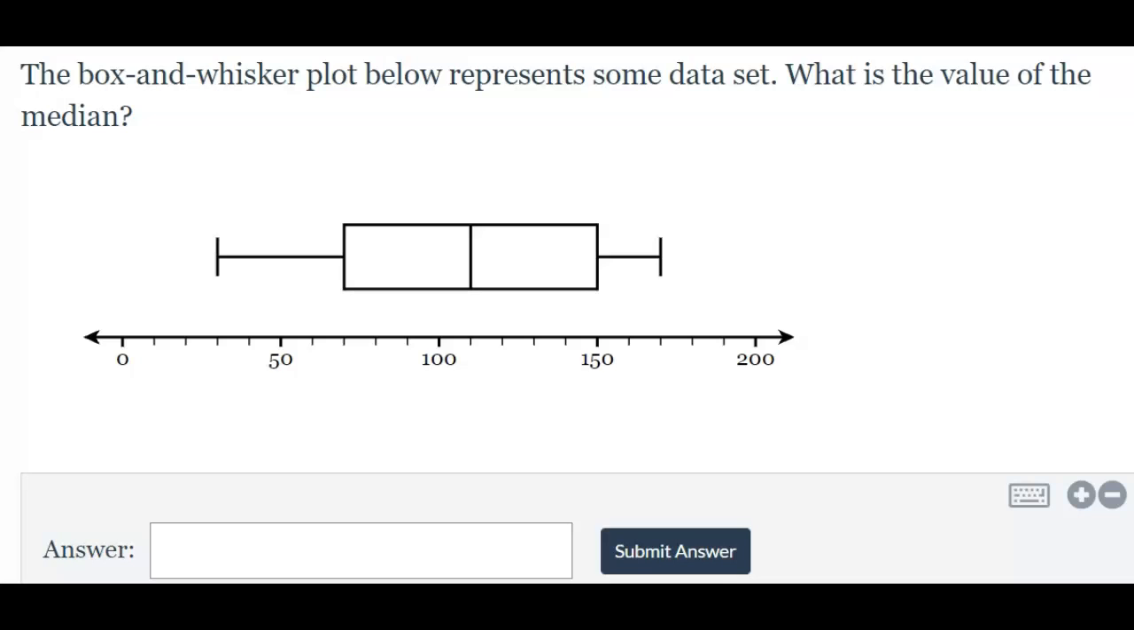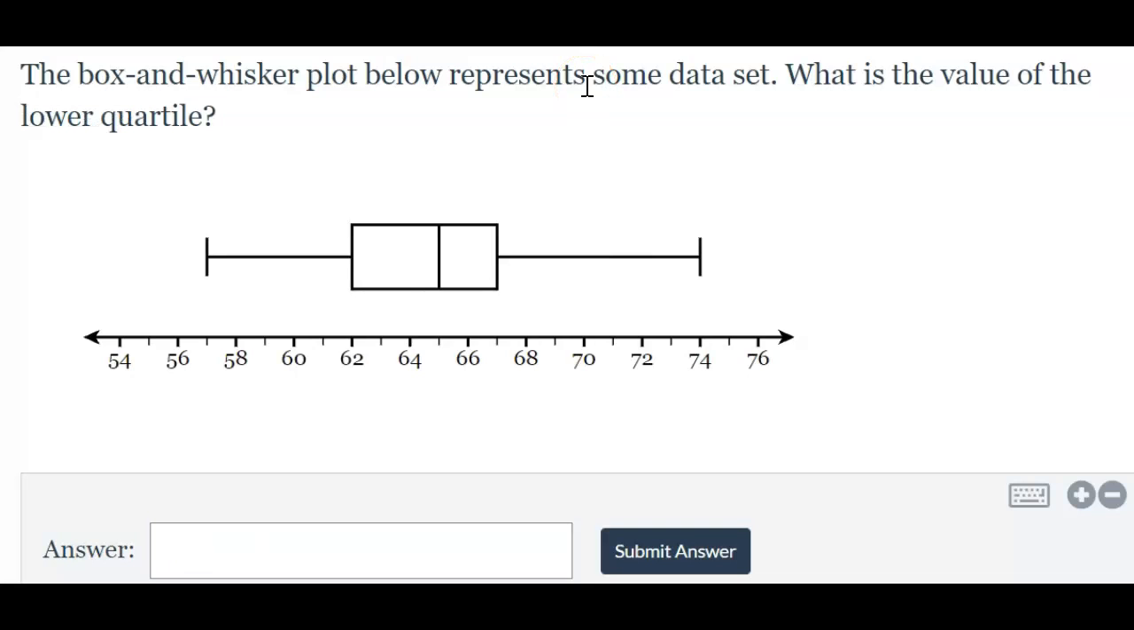It says the box and whisker plot below represents some data set. What is the value of the median? Well, we know the median is just this number right here. Our question now is what are they counting by? They go from 100 to 150 in 1, 2, 3, 4, 5 steps. So each one of these little tick marks is worth 10. So it's going to go 100 to 110, 120, 130, 140, and 150. So this value right here is 110. That is going to be our median.